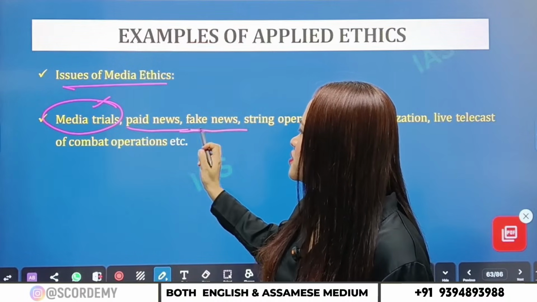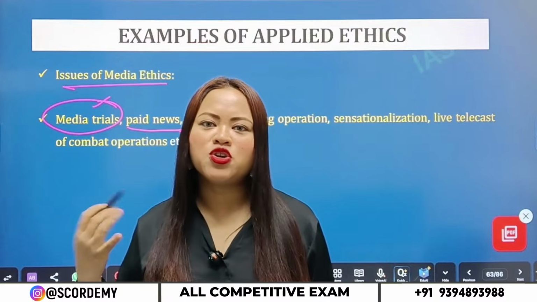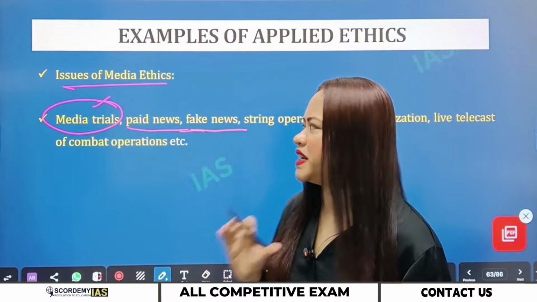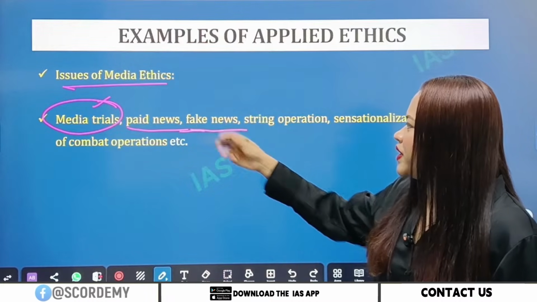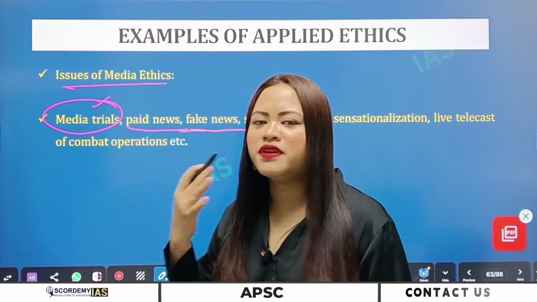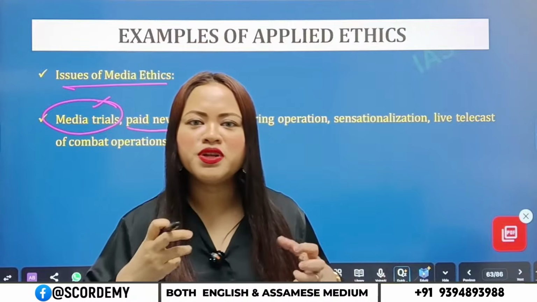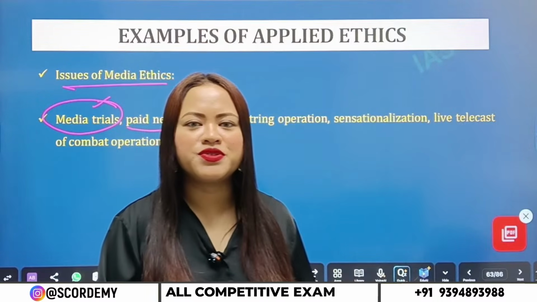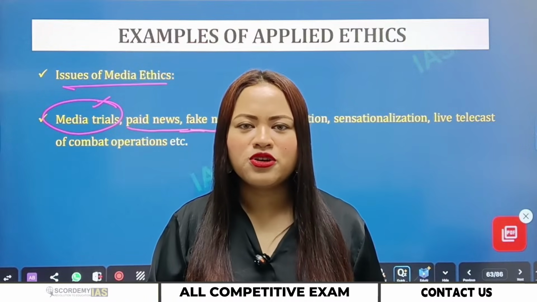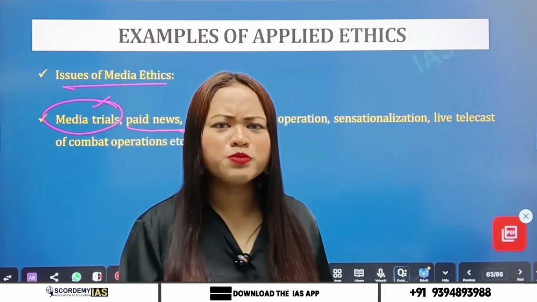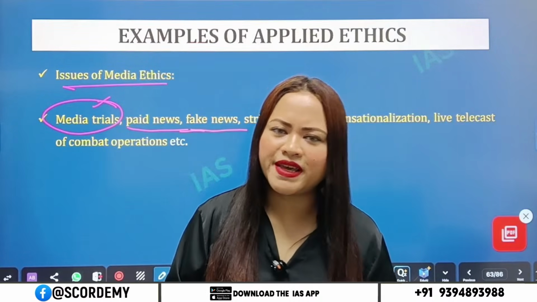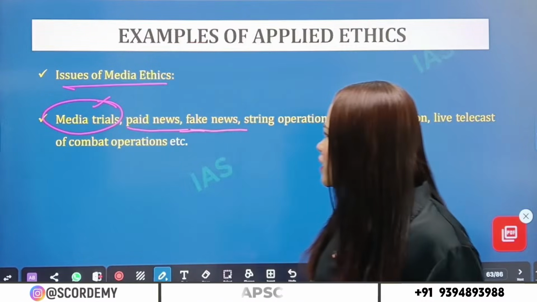Paid news to shape public opinion by the use of money. Okay, whereas the people do not even know what kind of news they're consuming. They consume the news believing that it is the real or unbiased or objective news, whereas it is not the case most of the time.